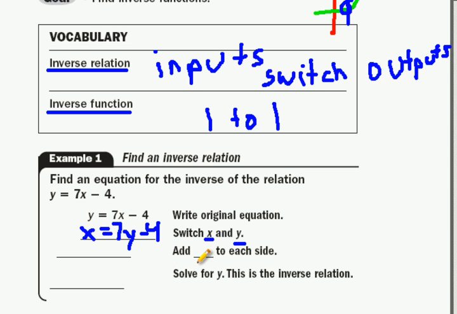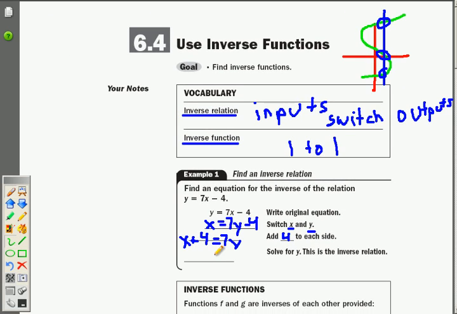And solve for y. So we're going to add 4 to each side, and we're going to get x plus 4 equals 7y. And then we're going to divide both sides by 7, and we get (x plus 4) over 7. So the inverse of the function y equals 7x minus 4 is y equals (x plus 4) divided by 7. Those are inverse functions of each other.